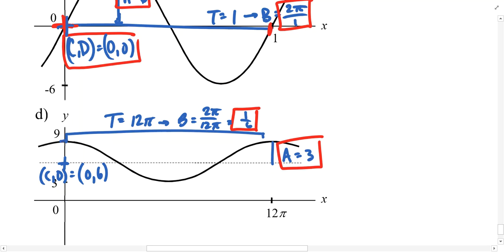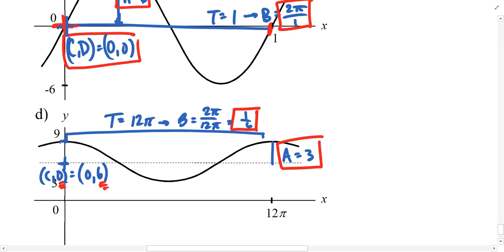The other trick, of course, is to measure the high point and the low point, subtract those two and divide by 2, and that gives you your a value. If you do just find the average, that gives you your d value. So the middle between 3 and 9 is 6.